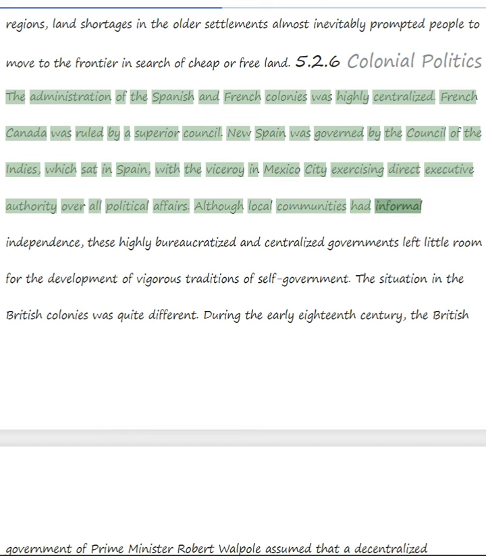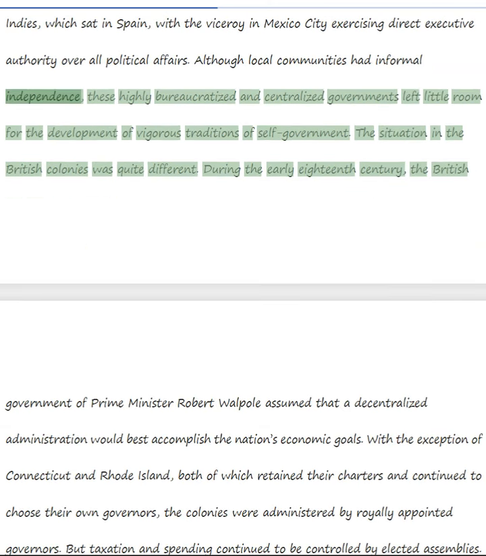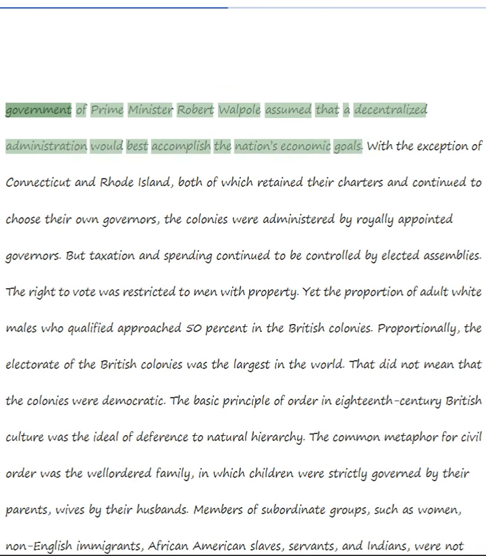Although local communities had informal independence, these highly bureaucratized and centralized governments left little room for the development of vigorous traditions of self-government. The situation in the British colonies was quite different. During the early 18th century, the British government of Prime Minister Robert Walpole assumed that a decentralized administration would best accomplish the nation's economic goals.